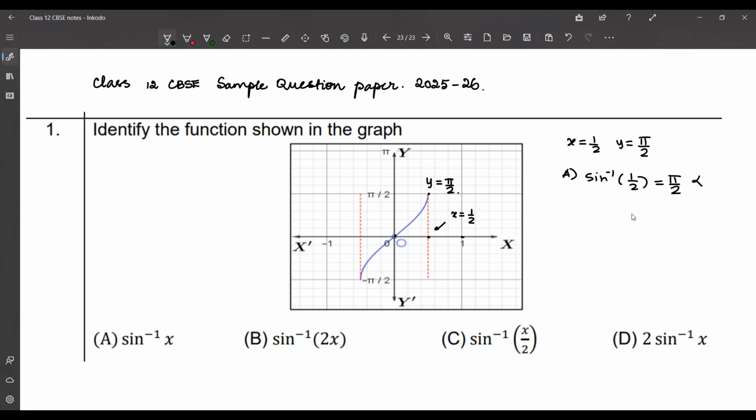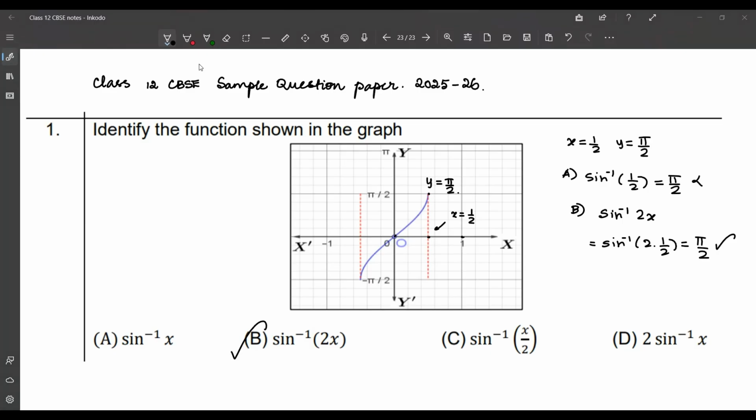No, because it's going to be 30 degrees or pi by 6. So option 1 is incorrect. So second option, sine inverse of 2x, which is sine inverse of 2 times 1 by 2. So that's sine inverse of 1. So that will be equal to pi by 2. So the answer is correct. So we have a correct option in option B.